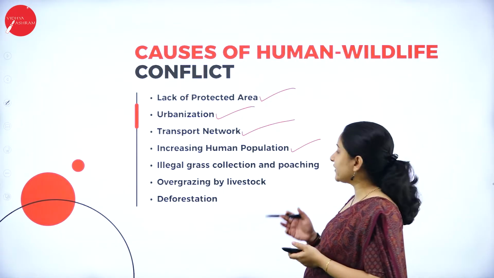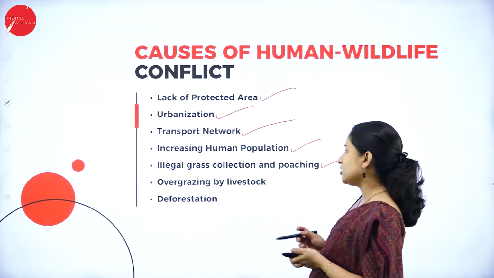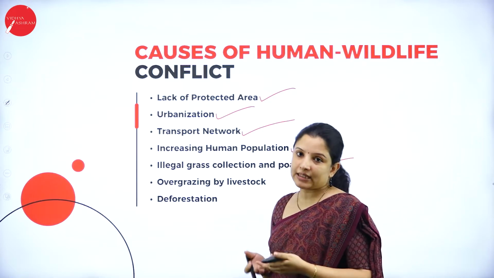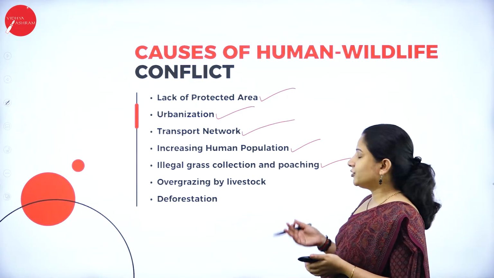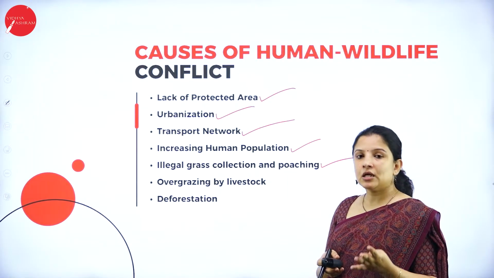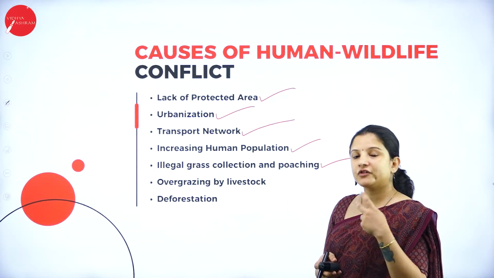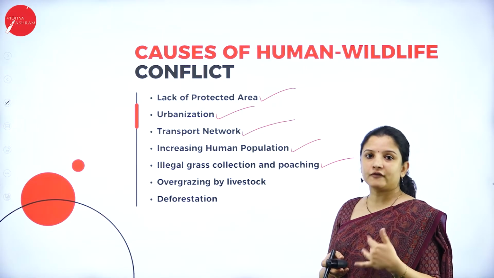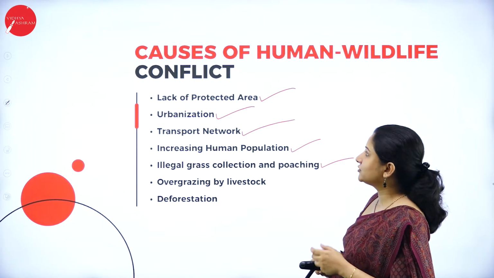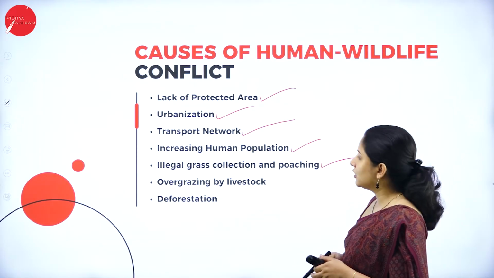Next is illegal grass collection and poaching. Illegal grass collection is done in order to feed livestock, and animals are also poached for recreational purposes, to make artifacts out of the tusks or horns obtained from the animals, and also for medicinal purposes. All this has also led to human wildlife conflict.